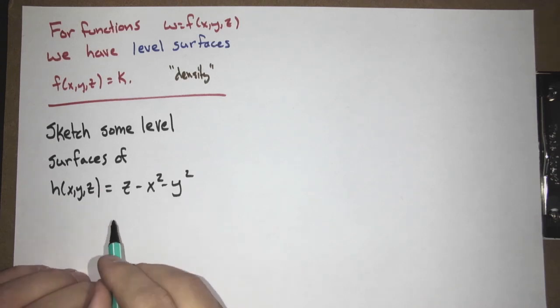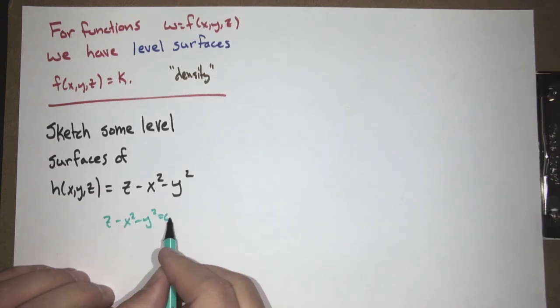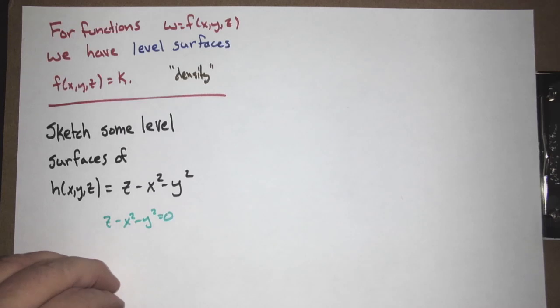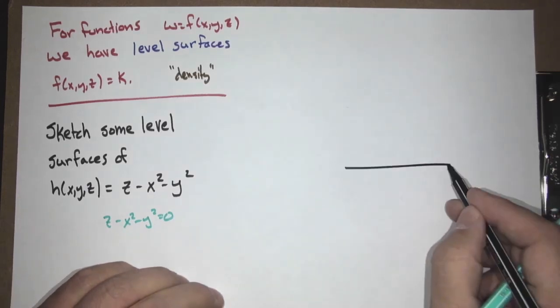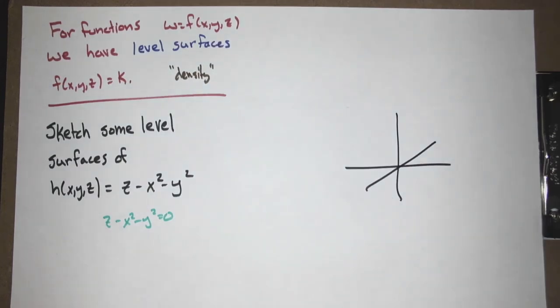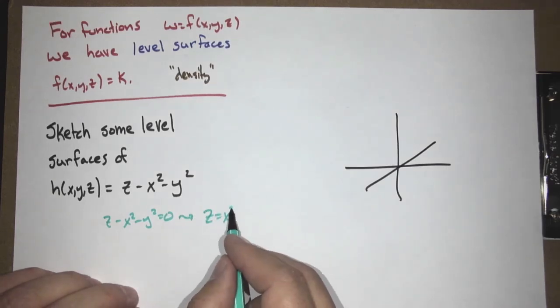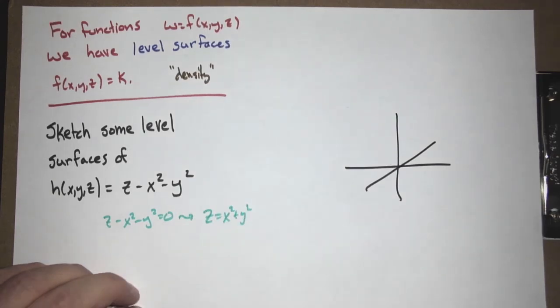Okay, so z minus x squared minus y squared equals 0. What is that? What's another way to think about that? Someone said paraboloid. Good. What kind of paraboloid? Be careful, it's not hyperboloid, paraboloid. Z equals x squared plus y squared.